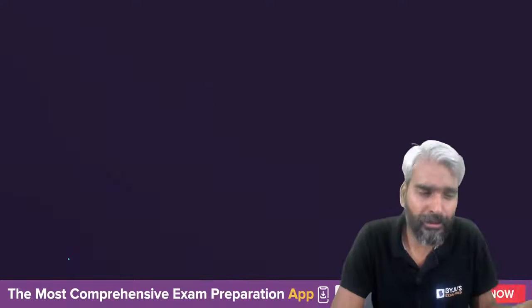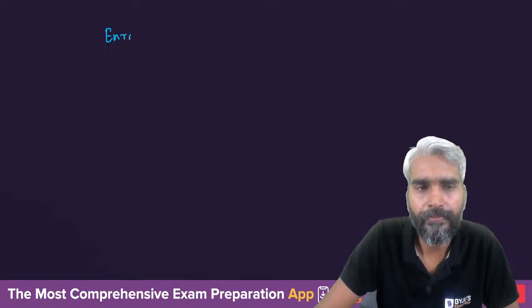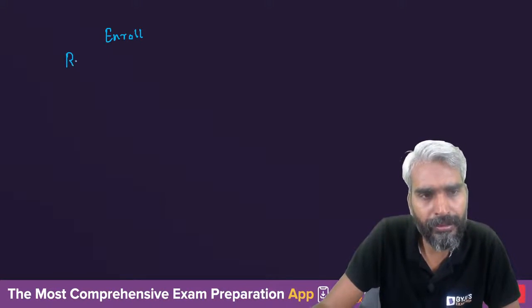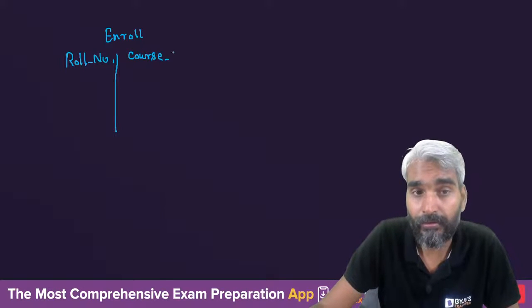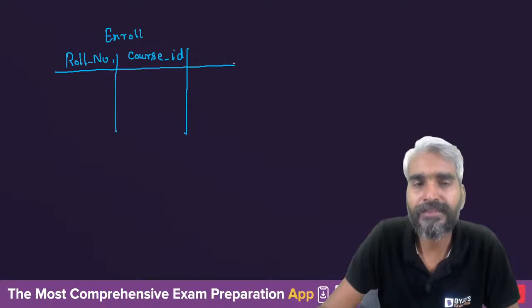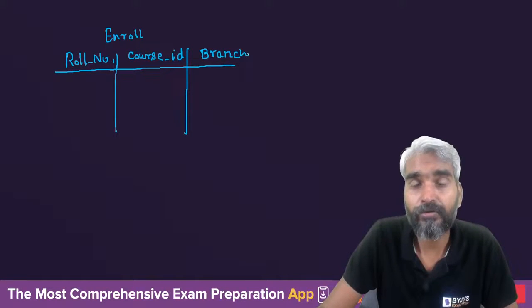Now let's think about a different relation. Let's assume I give you a relation Enroll, in which we have the roll number, and we also have the course ID. That's a different table; Course will be a different table. So you also have the information of the course ID, and let's assume that you have the information of branch.